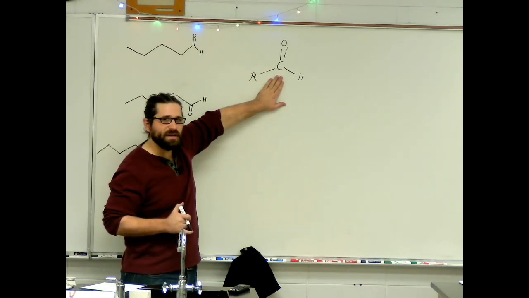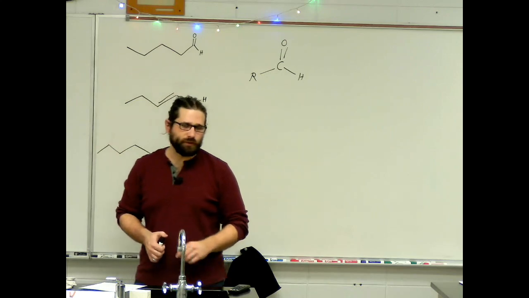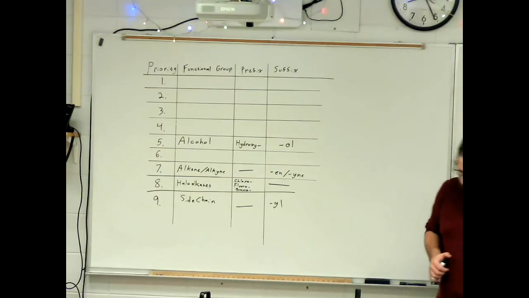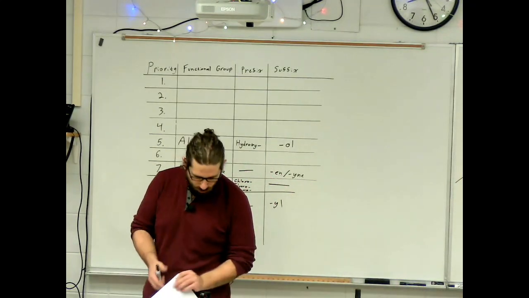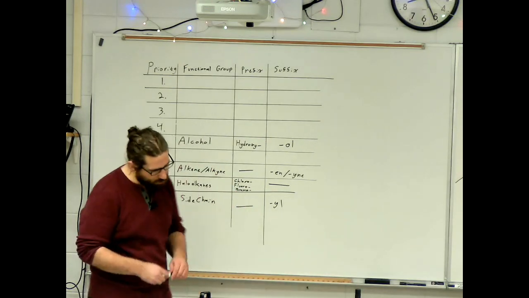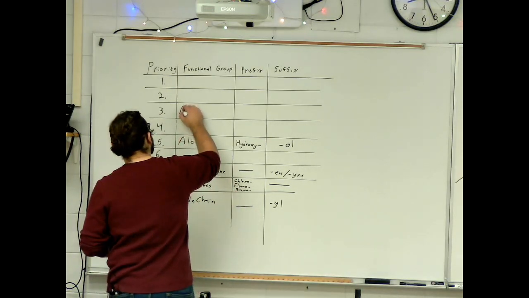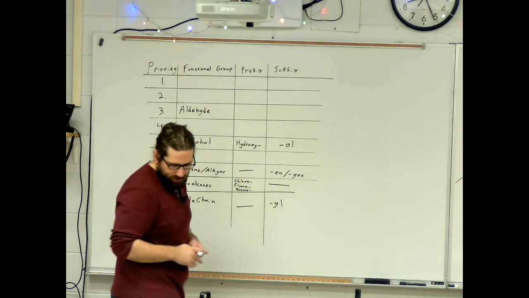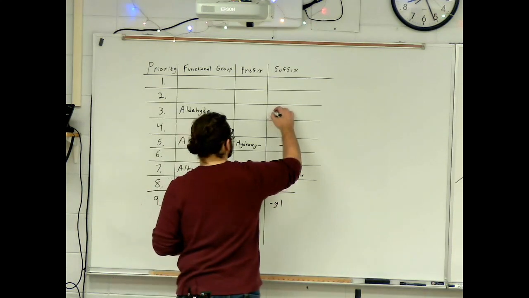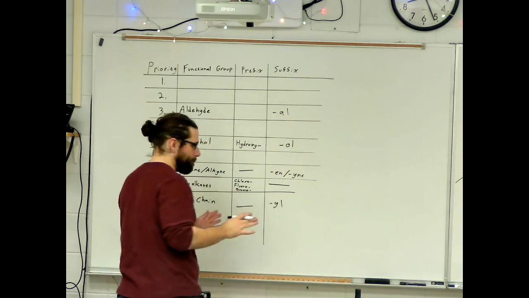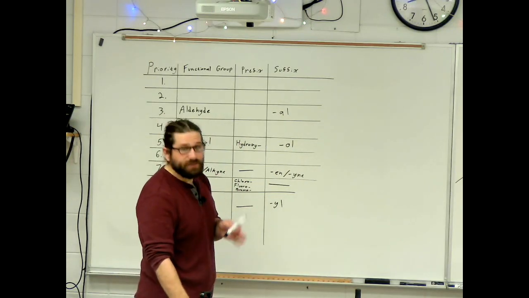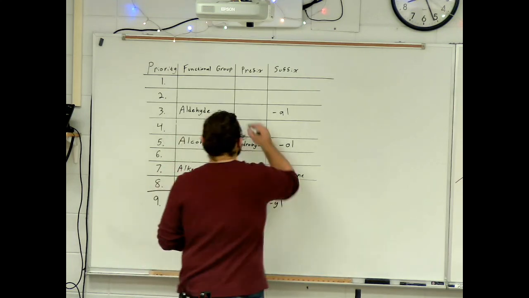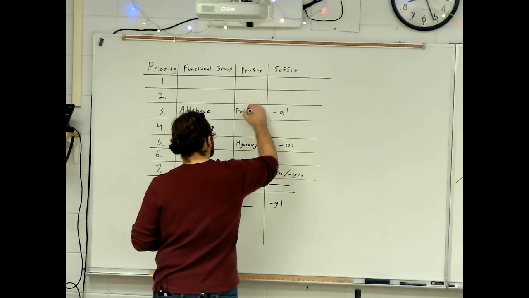Now for priority naming, this one is going to function a little differently. We're going to put it into the priority. However, there's going to be a particular trait about it. So first, let's put it in. It's coming in at number 3. This is going to be an aldehyde. It's going to get the suffix al. And if it does get beat out, which is very rare, it will get the prefix formal.